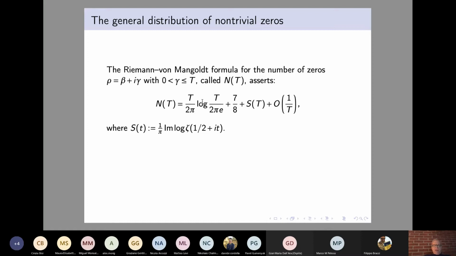As you can see, we have locally a density of zeros. At height t, in a unit interval, we have approximately log t zeros. I mean, this is a very precise version of that statement. And you have some additional terms, each of interest. 7/8 actually is of some interest. And then you have a remainder term, S(t), which is a much studied object, which you can, in a certain sense, view as the imaginary part of the logarithm of zeta on the critical line, or if you like, essentially the argument of zeta on the critical line.